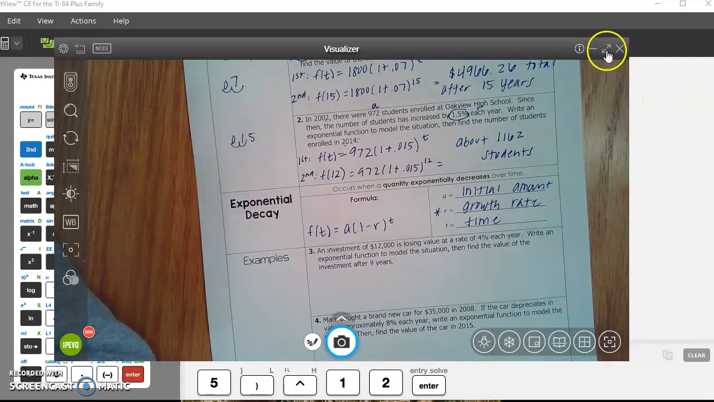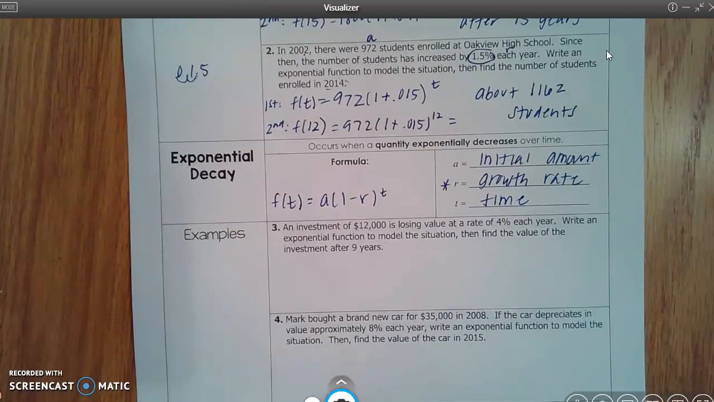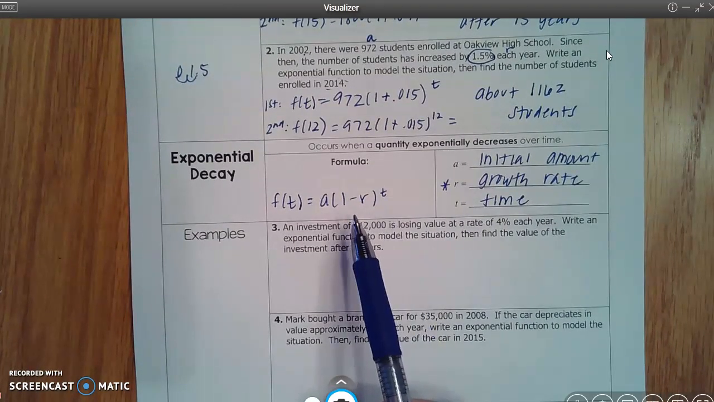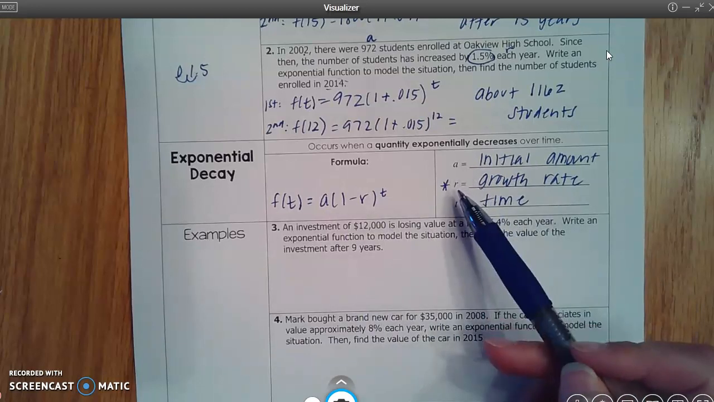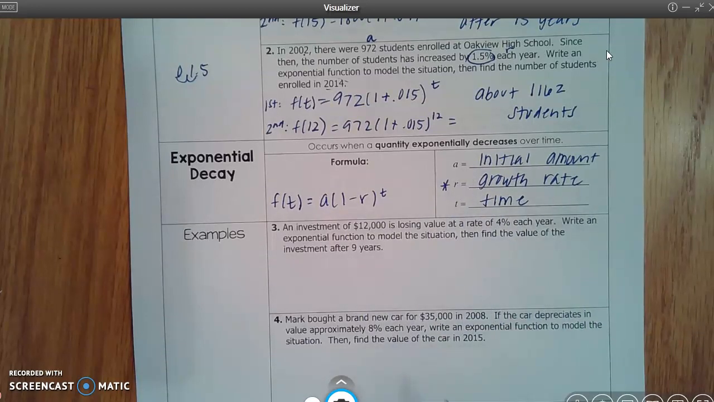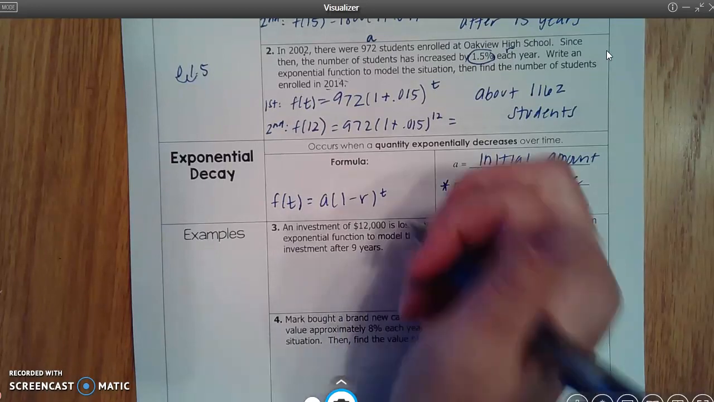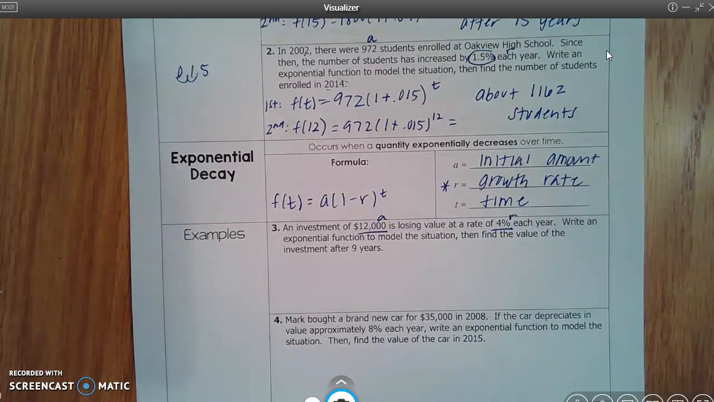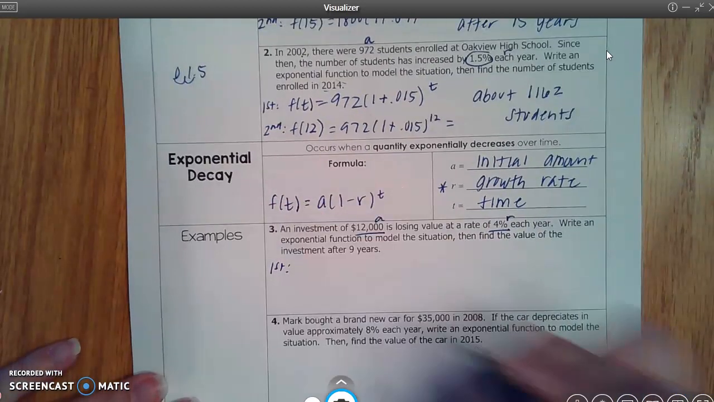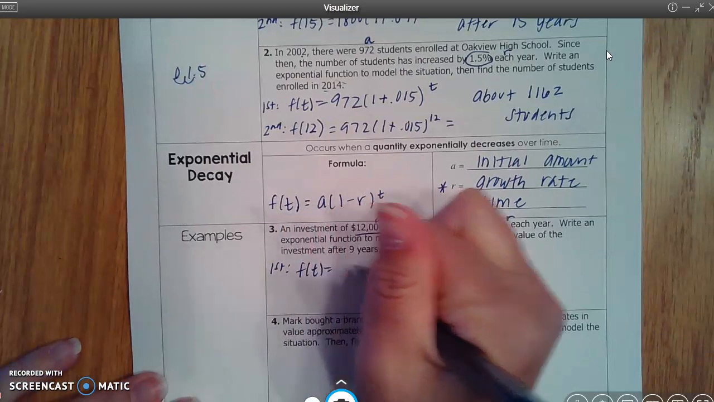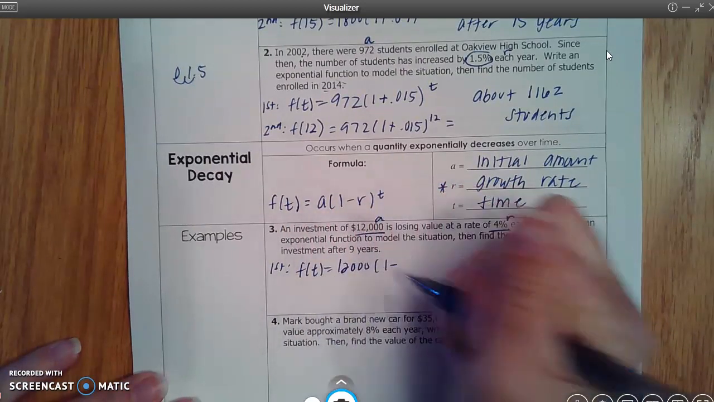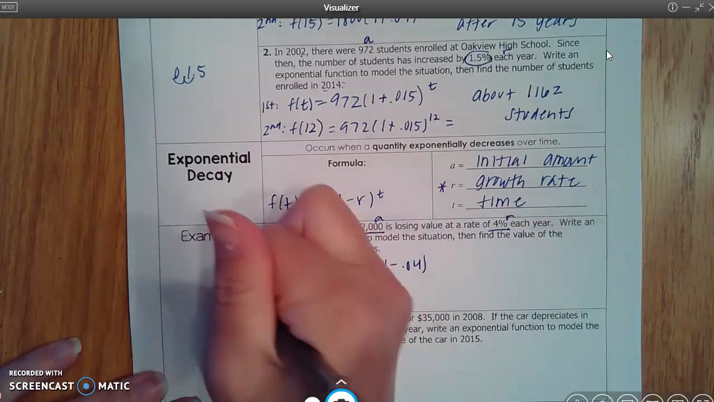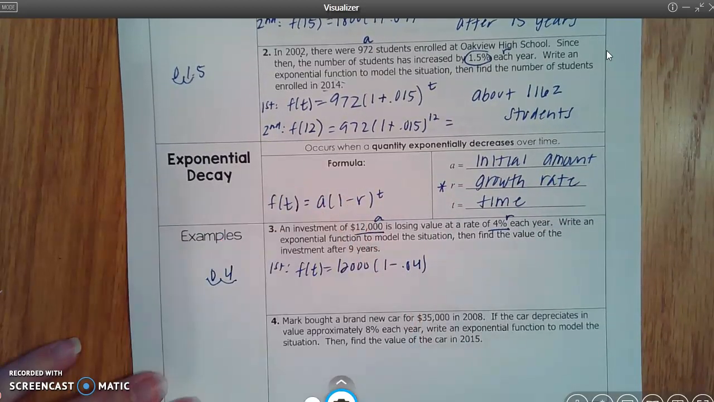We're going to do the same thing for decay. So if you notice, my equation is basically identical. The only difference is that I have a minus sign instead of a plus sign. So my A, my R, and my T represent the exact same thing. So an investment of $12,000 is losing value at a rate of 4%. So here's my starting value. Here's my R. They want me to write a model for the situation. So here's the first thing I need to do. So I'm going to do f of t is equal to the $12,000 I invested times 1 minus my 0.04 because I have to move my decimal over 2 to the left. I'm going to raise it to the power of t.